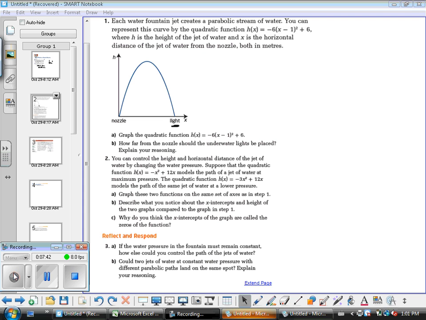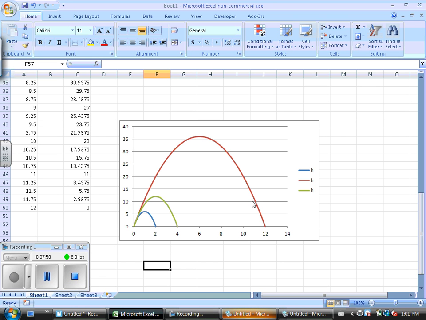Okay, so looking back at our question, we'll describe what you notice about the x-intercepts and the height of the two graphs compared to the graph in step 1. Okay, so again, the graph in step 1, that's the blue one, and we notice that the other two have higher height, and they also have larger x-intercepts. So the one is still at 0, but because the graphs are wider, your x-intercepts are further apart.